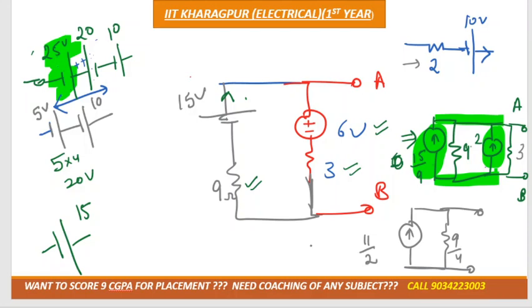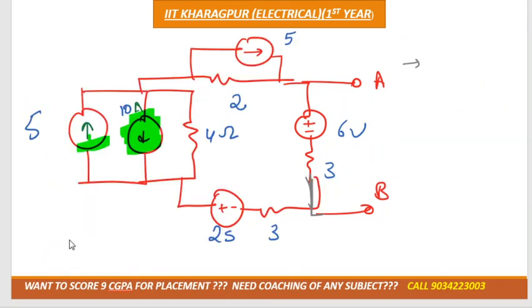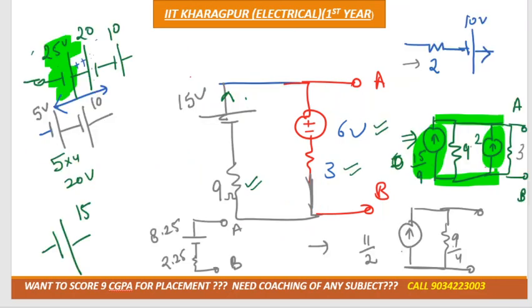Okay, now again, this is a current source. We need to convert it again into the voltage source in series. So the final answer would be 8.25 volt, 0.25 ohm, A and B. So from this, we reduce the circuit to this. Okay, understood? Any doubt up to here?